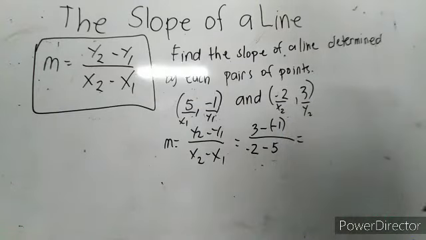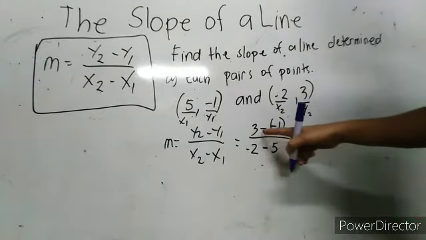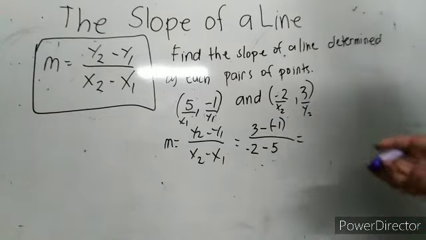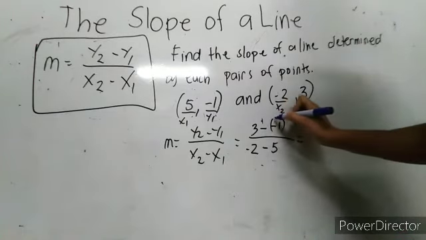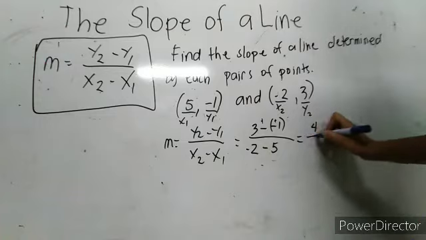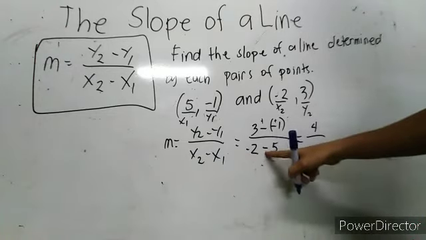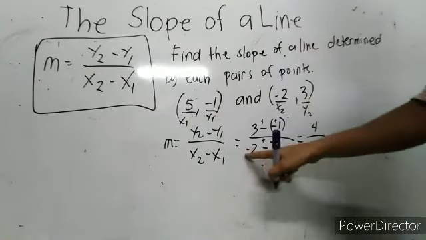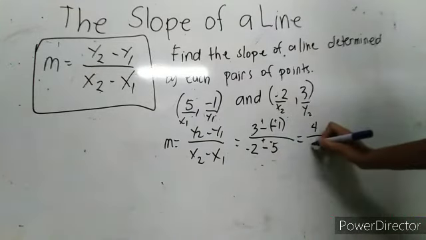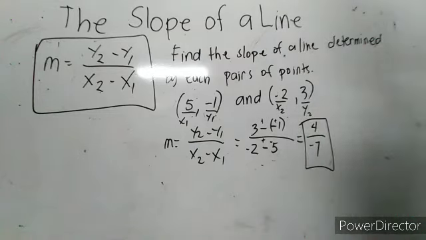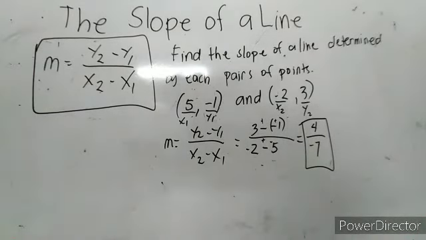Then, simplify na nato. What is 3 minus negative 1? Okay, recall no sa subtracting integers. Diba ma-change ang iyang sign? Dira, oh. 3 plus positive 1, that is 4 na. Then negative 2 minus 5, minus niya siya ng positive. Oh. Negative 2 plus negative 5, that is negative 7. So this is now our slope. 4 over negative 7. Okay.